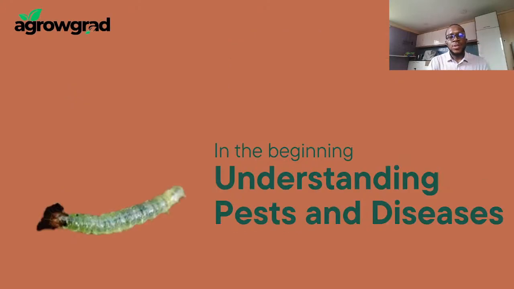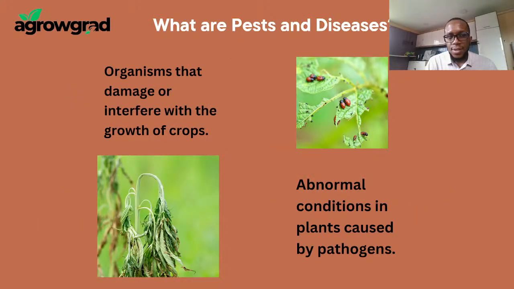Right. So, pests and diseases. A pest is any organism that can damage or interfere with the growth of your crop. Anything that eats at the leaves, stems, roots, anything that stops the growth of your crop is a pest, right? I think that's a simple, straightforward definition of what a pest would be.